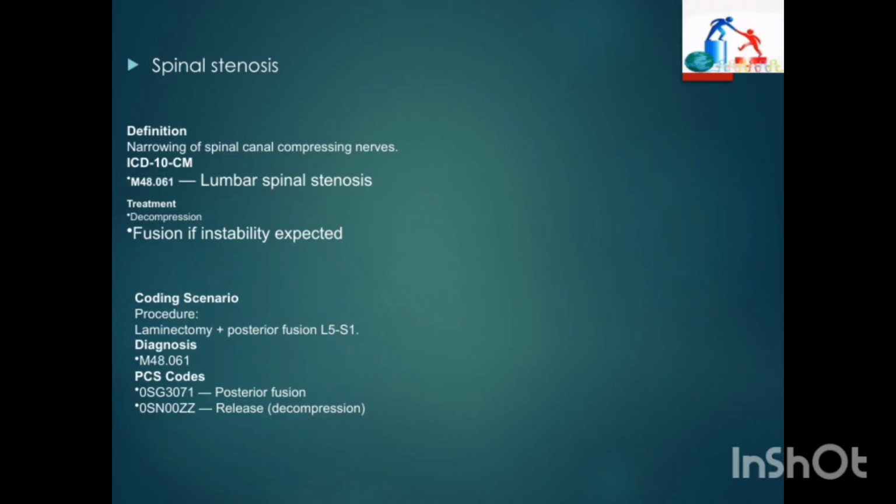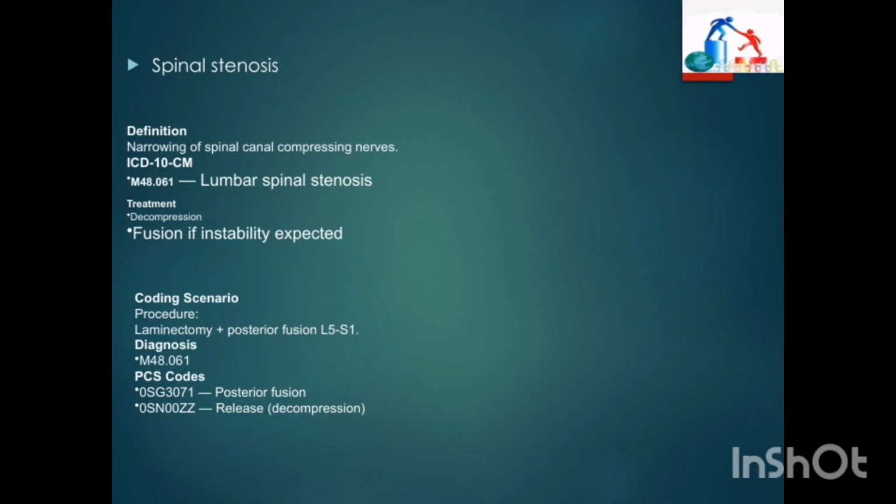This condition involves the narrowing of the spinal canal, which can compress the nerves and lead to pain, numbness, or weakness. In terms of procedural coding, we use the codes 0SG3071 for the posterior fusion and 0SN00ZZ for the decompression or release part of the surgery. These codes help accurately document the surgical interventions performed.